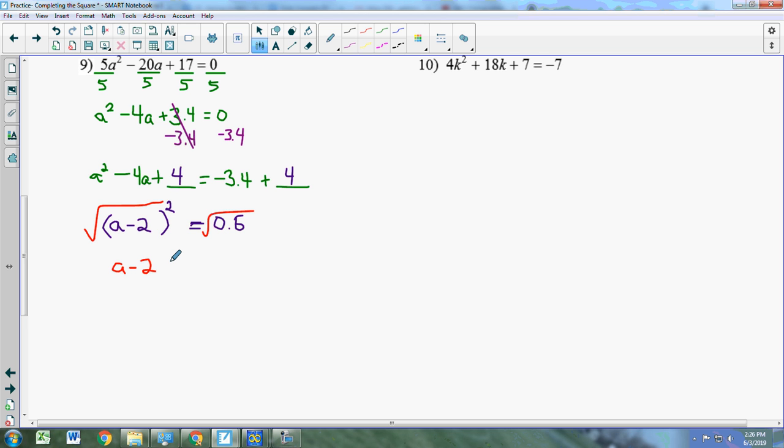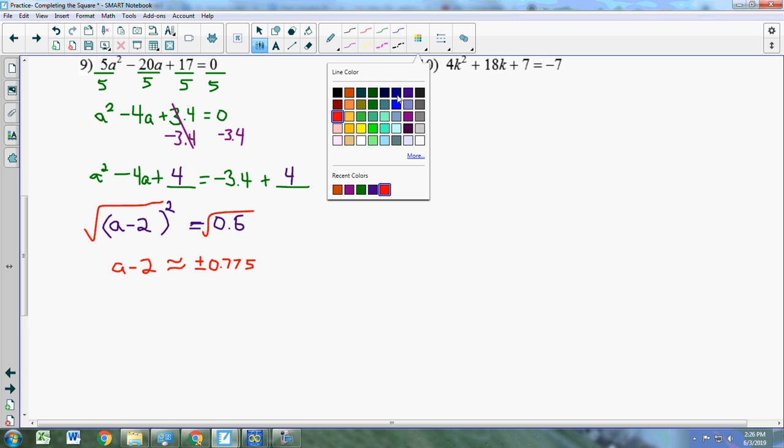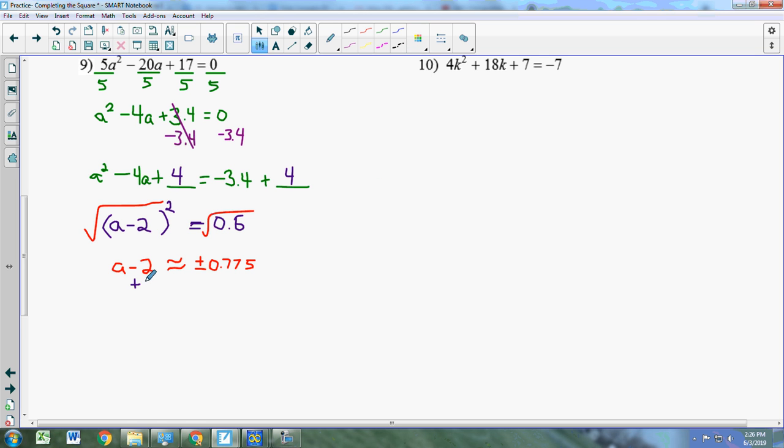That I don't believe will work out nicely. That's going to be an approximate. So now this is where I will use the approximately equal sign. Plus or minus 0.775 approximately. Okay. Now to continue, we will add 2. So now I'm adding 2 to both the positive 0.775 and the negative 0.775.